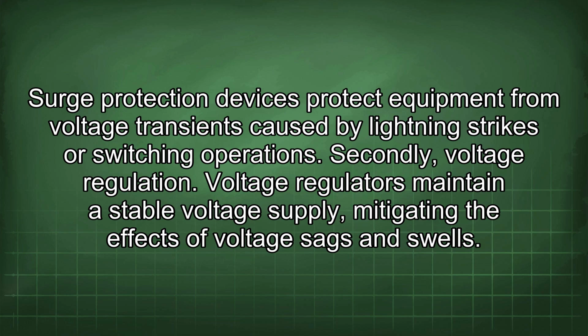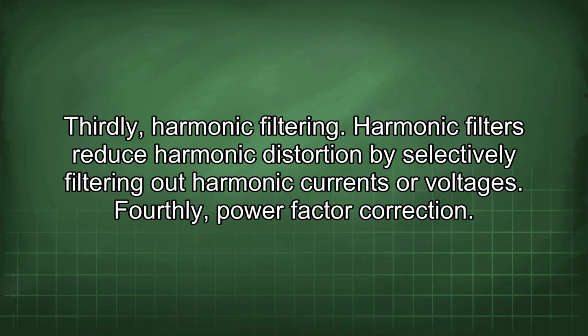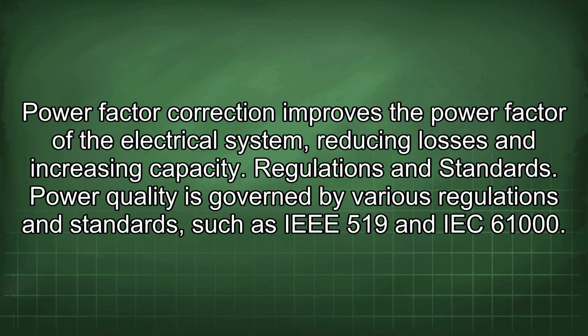Secondly, voltage regulation. Voltage regulators maintain a stable voltage supply, mitigating the effects of voltage sags and swells. Thirdly, harmonic filtering. Harmonic filters reduce harmonic distortion by selectively filtering out harmonic currents or voltages. Fourthly, power factor correction. Power factor correction improves the power factor of the electrical system, reducing losses and increasing capacity.